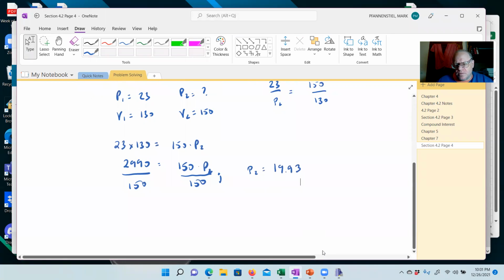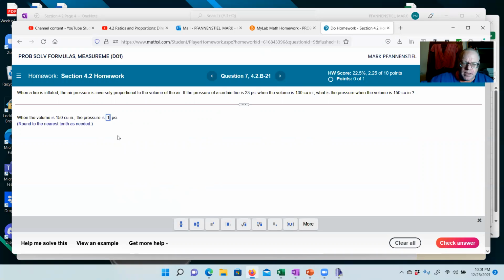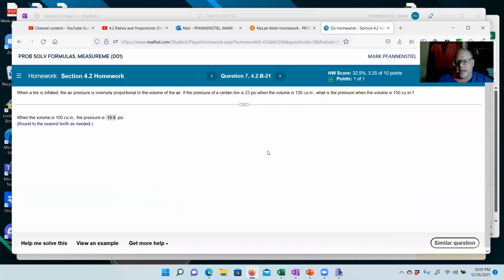So let's have a look at what's going on here. Round to the nearest tenth, 19.9. So there we go. That's an inversely proportional one.